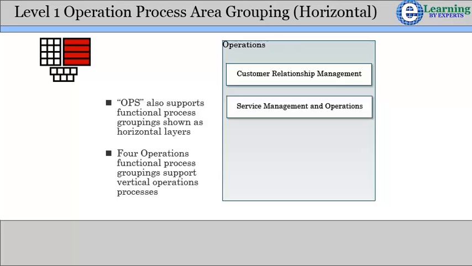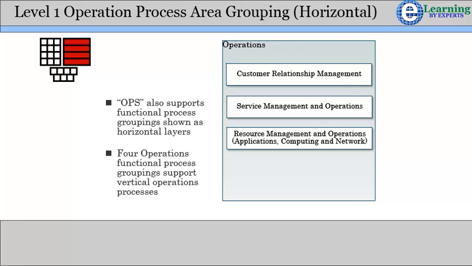Service Management and Operations (SM&O) process grouping focuses on the knowledge of services (access, connectivity, content, etc.) and includes all functionalities necessary for the management and operations of communications and information services required by or proposed to customers.